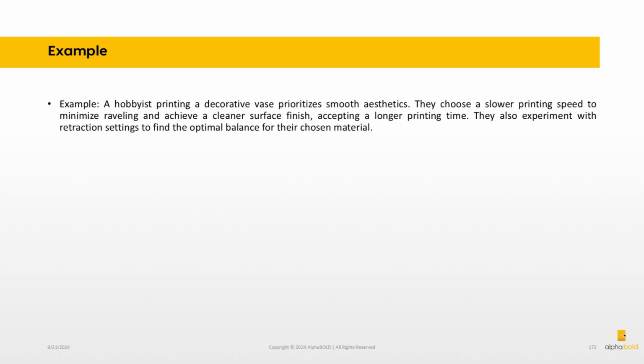Example. A hobbyist printing a decorative vase prioritizes smooth aesthetics. They choose a slower printing speed to minimize raveling and achieve a cleaner surface finish, accepting a longer printing time. They also experiment with retraction settings to find the optimal balance for their chosen material.